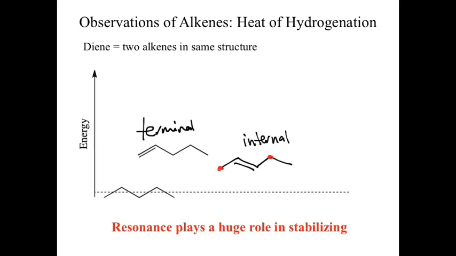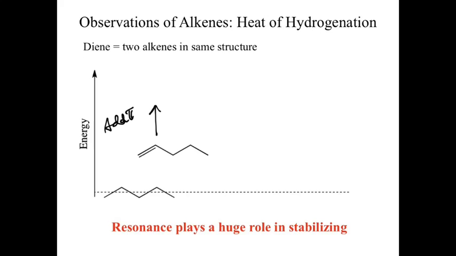What happens as we add a second pi bond? Well, as you might guess, based on how much space is on this slide, as we add a second pi bond, we're going to end up increasing in energy. That makes sense. But where do we add that pi bond?